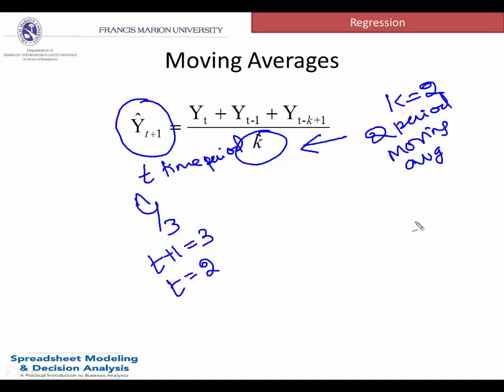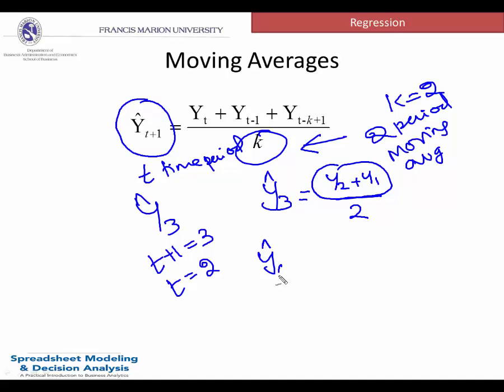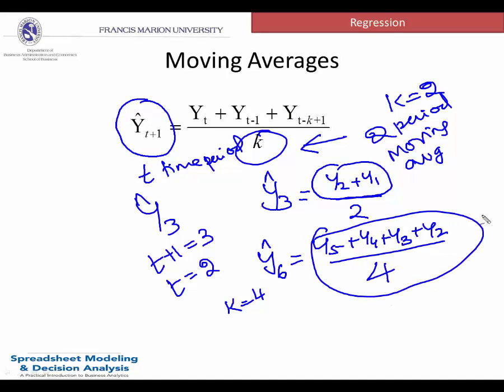So going back here, y hat 3 is going to be equal to y2 plus y1 divided by 2. We take the previous 2 periods' actuals, and then divide by the number of periods we take. Let's take an example where we look at y hat 6, and let's say k is a 4 period moving average. We would look at y5 plus y4 plus y3 plus y2, the last 4 periods, take the average, and use that as a prediction.